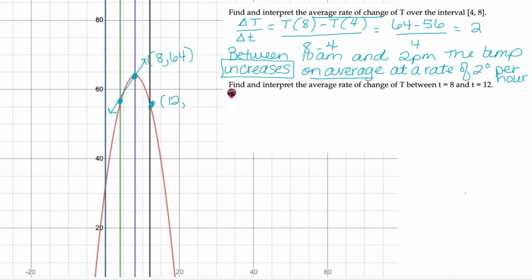Again, we're looking for the change in temperature over the change in time on a specific interval between 8 and 12. I need to evaluate T of 12. We already have T of 8. We found that on the previous page, over 12 minus 8. I'll let you evaluate. I know you know how to evaluate, so I'll skip that step.